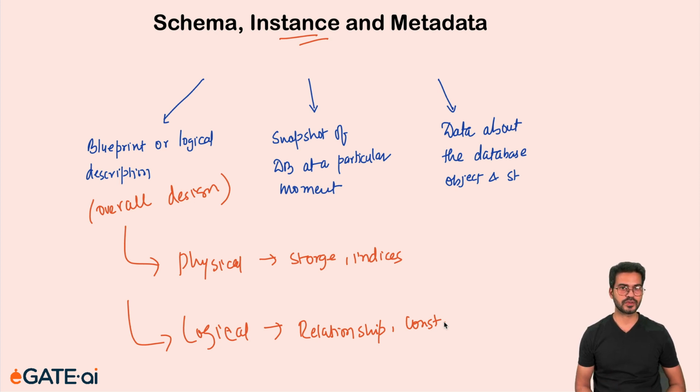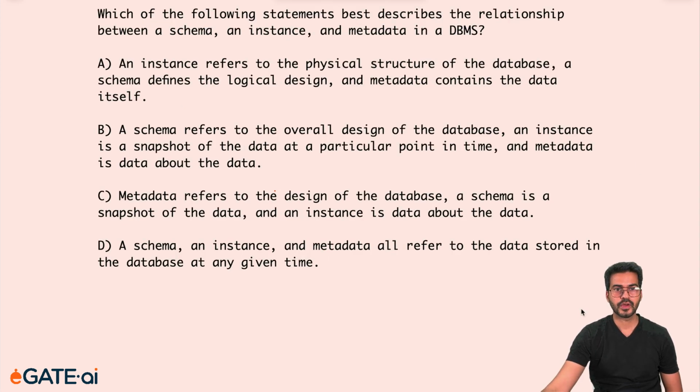Now if you have understood it well, please solve this question. Which of the following statements best describes the relationship between a schema, an instance, and metadata in a DBMS? Option A: instance refers to physical structure of the database. This is wrong, right? We just studied that instance is basically snapshot. So this is clearly wrong.